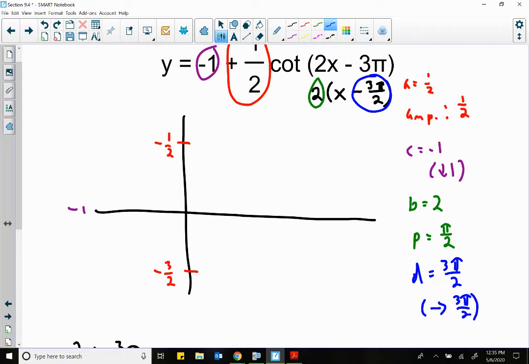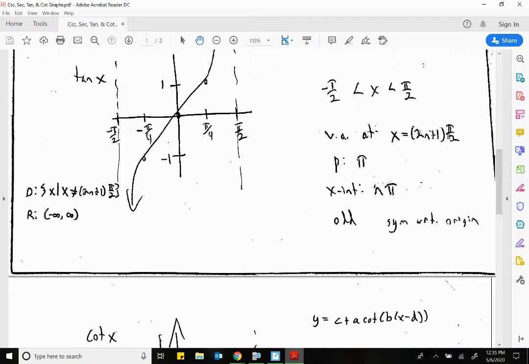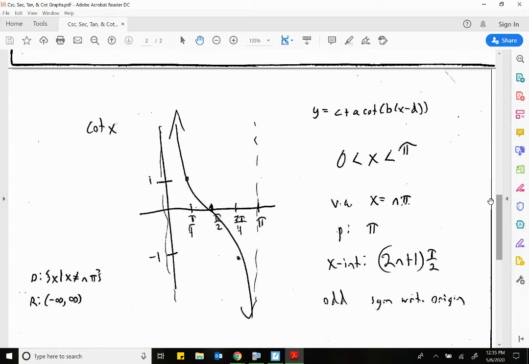Okay. So let's find our beginning and end points. So if we go and look at this, this is the one where you want to watch these pieces right here. So this is for tangent. Tangent starts at a negative pi halves and ends at a positive pi halves. Well, we're not dealing with tangent. We're dealing with cotangent. So cotangent starts at 0 and ends at pi. So we really need to make sure that we pay attention to that right there.